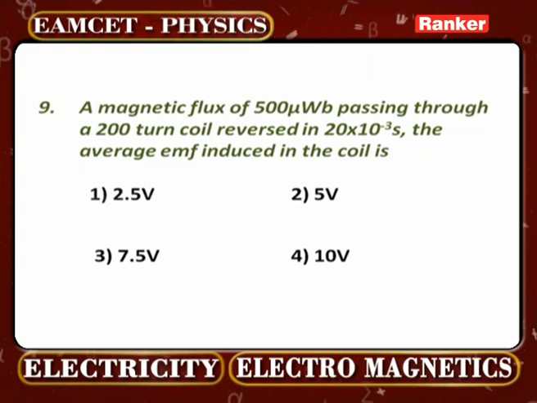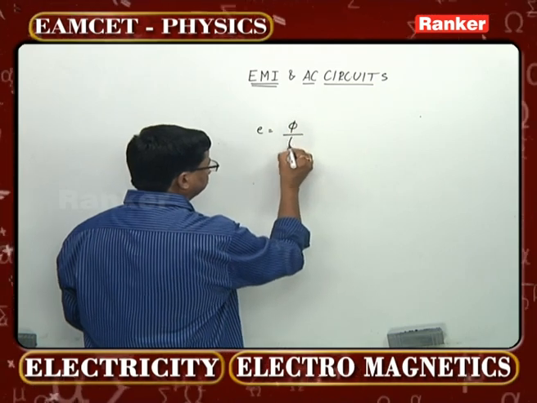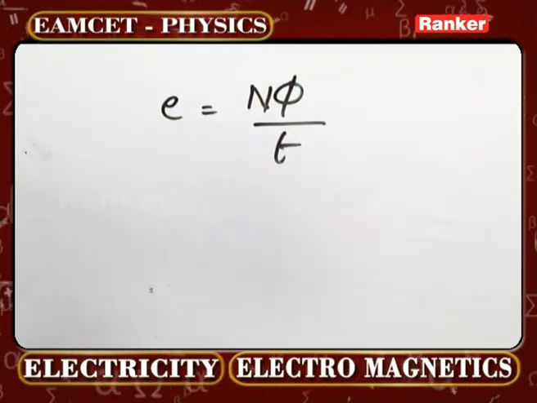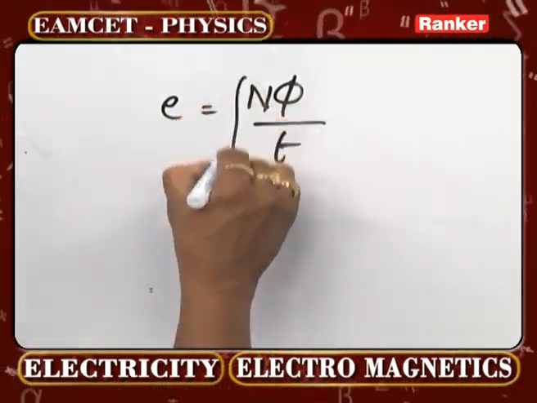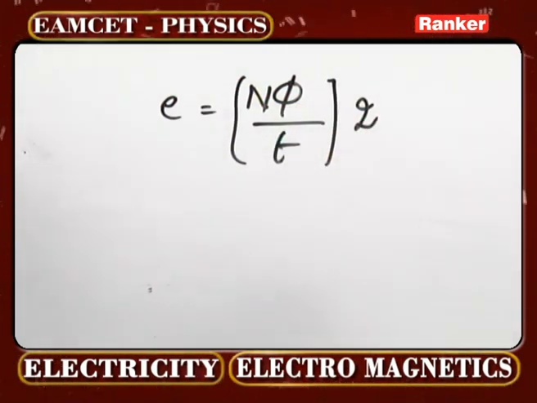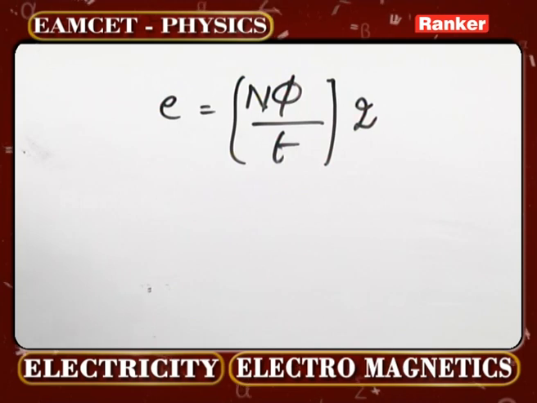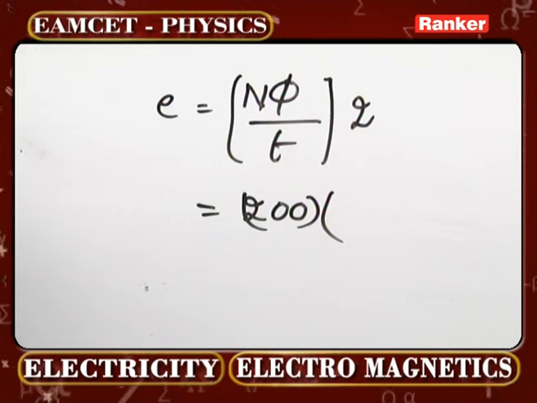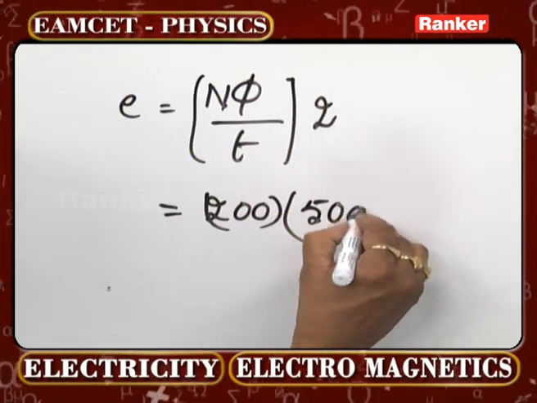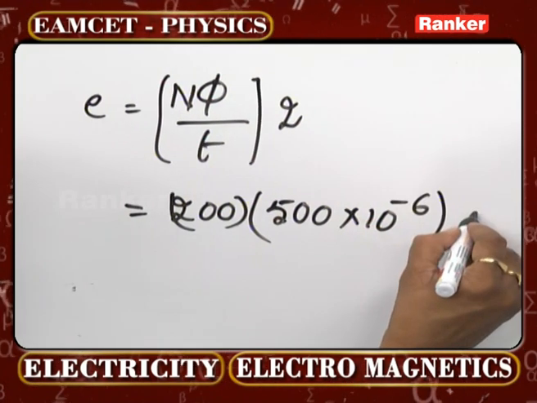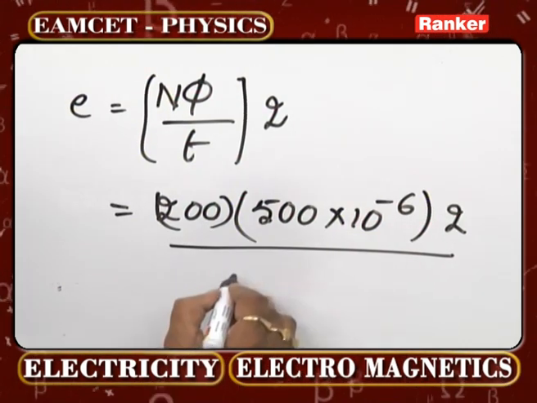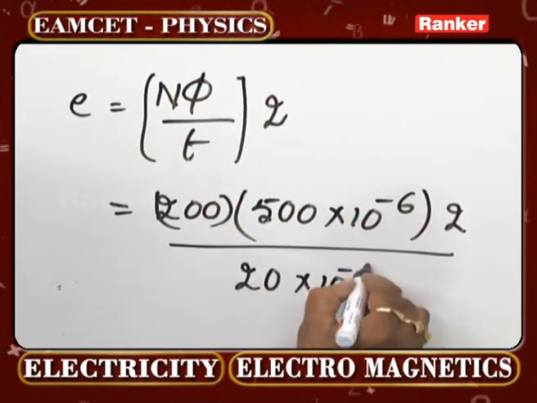That is the concept. In fact, we know very well EMF is equal to phi by T or N phi by T. N number of turns and all of course we can understand. But it is reversed once again. Reversed means already I have briefed you. This value now becomes the maximum, 2 times it becomes. So, what can we write now? N is 200, okay. And what is the value of phi that is mentioned? 500 microweber. So, × 10^-6 × 2 by what is the value of time in which it has been reversed? 20 × 10^-3 seconds.